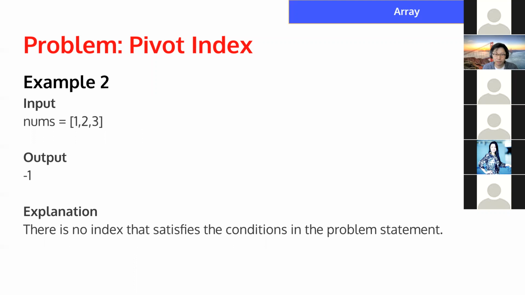And then for another example, if you are given this example array of nums with 1, 2, 3, you know that this one doesn't have a pivot index, because with whatever combination you try, there's not going to be an index where the sum of all the left numbers and the sum of the right numbers is going to be equal. So that's the problem.